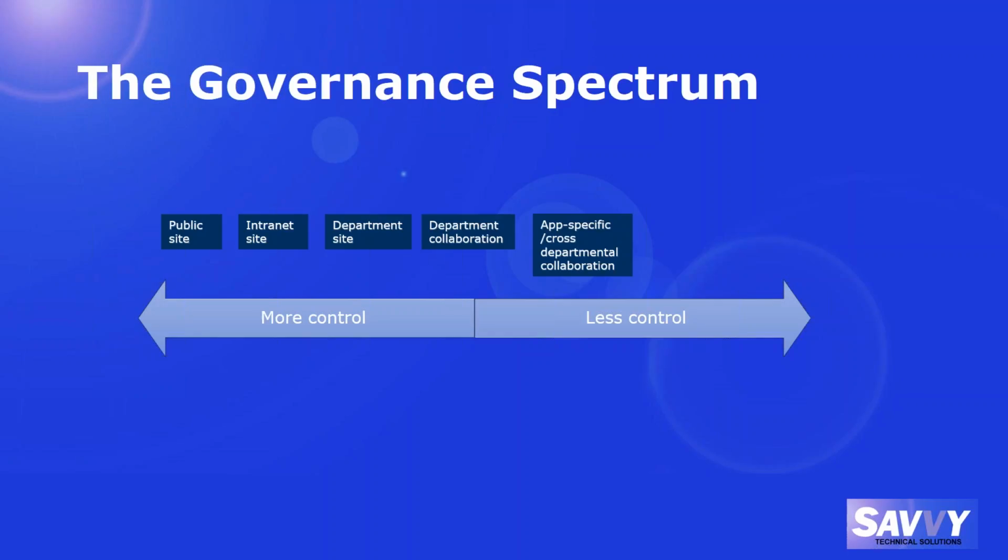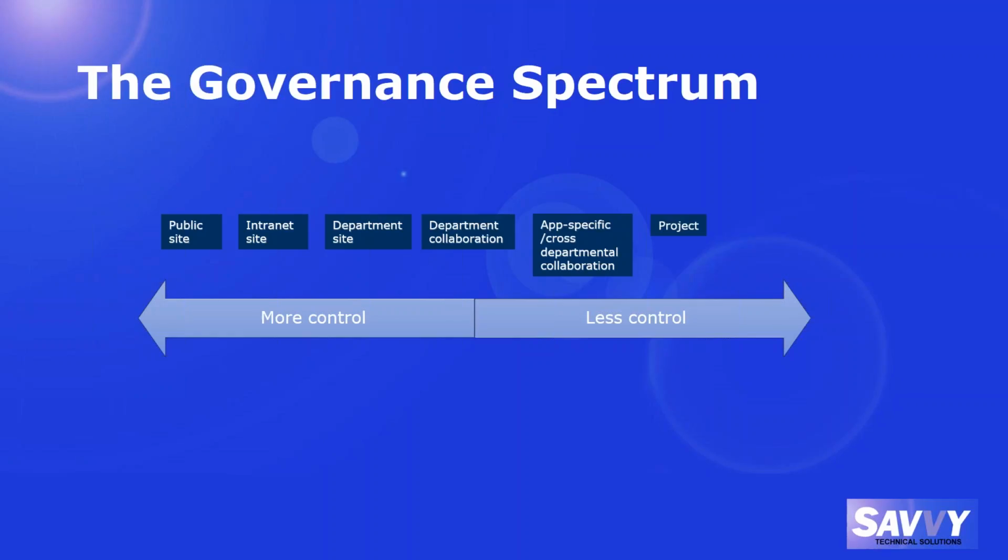You also may have cross-departmental collaboration. This may be something such as if we're working on compliance, where we need people from the QA team and the legal department and engineering to all work together. It may not fall neatly under our basic site hierarchy with departments and collaboration inside that department. When we get down the spectrum, we start looking at things like projects.